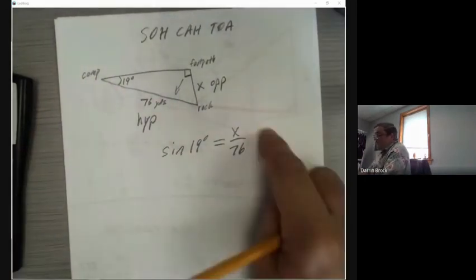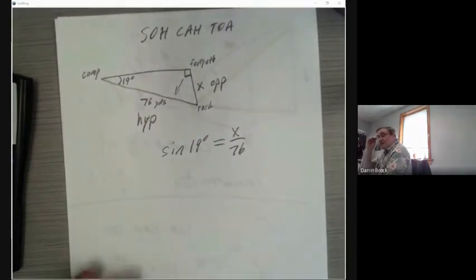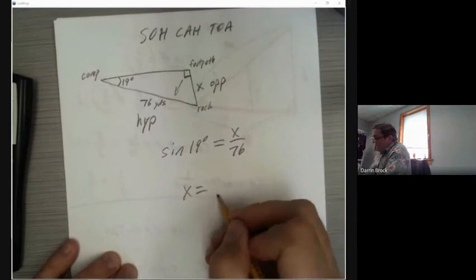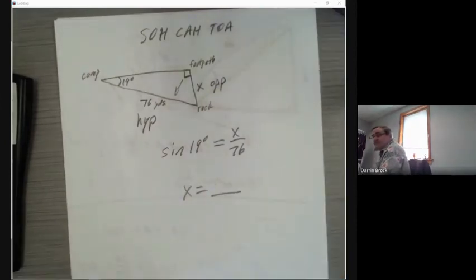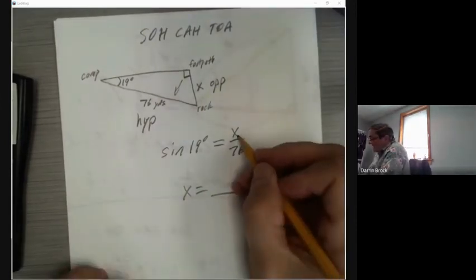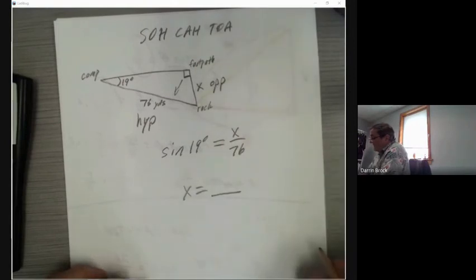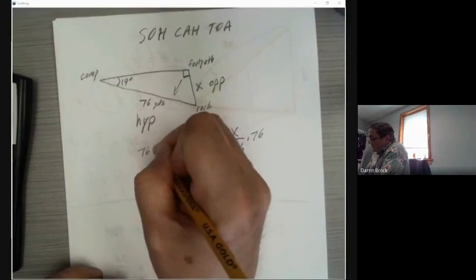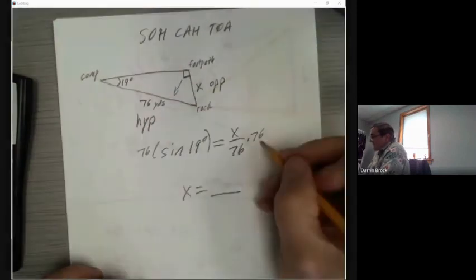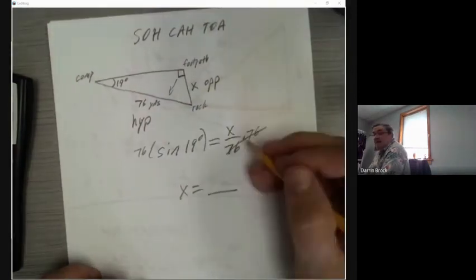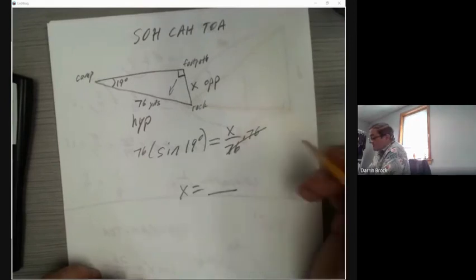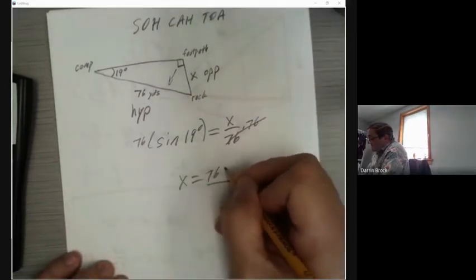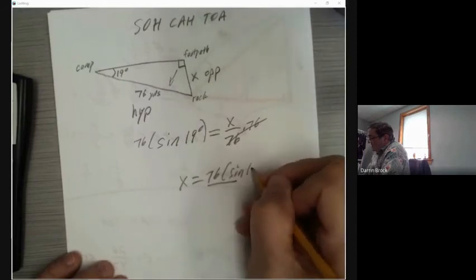Now we have to solve this for x. We need to get x by itself. We need something that says x equals, and what does x equal? So how do we get x by itself when it's being divided by 76? We have to multiply by 76, which means we have to multiply over here by 76. So that will cancel out. Dividing by 76 and multiplying by 76 leaves us just x. So x equals 76 times the sine of 19 degrees.